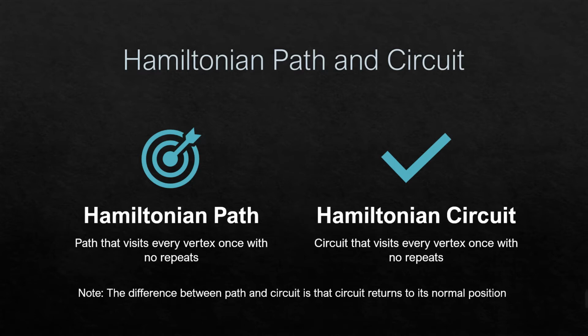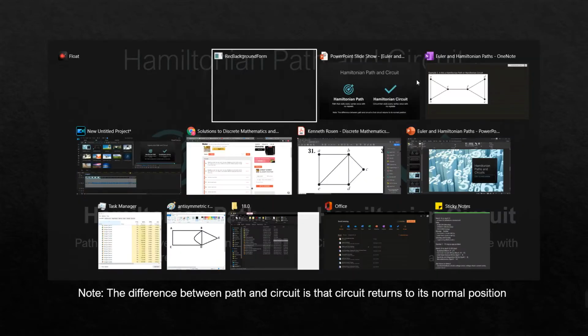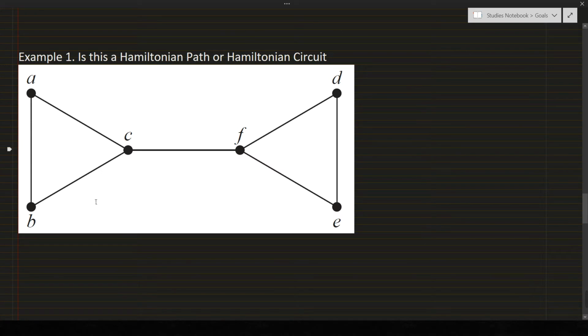And I will give examples of graphs regarding Hamiltonian path and Hamiltonian circuit, and we will determine which graph is a path or a circuit. So let's try example number 1. Is this a Hamiltonian path or Hamiltonian circuit?